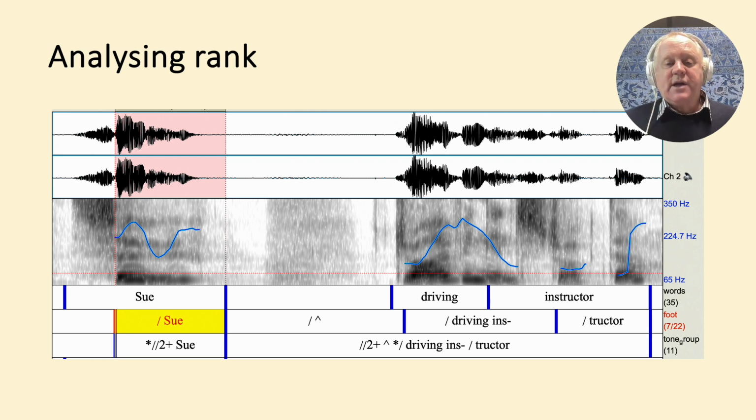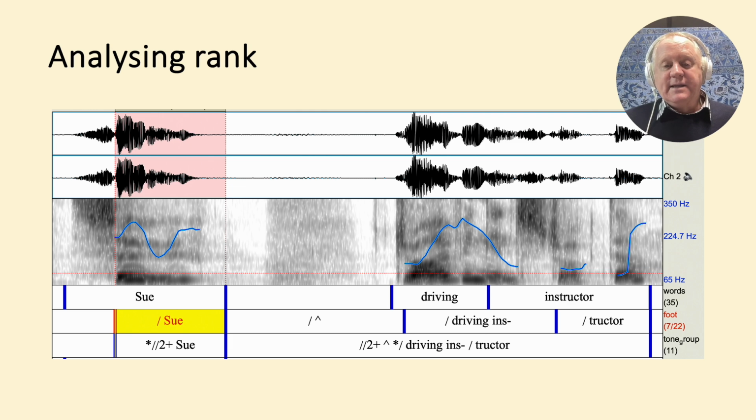This same tone 2 plus is repeated in the second part of this move, but now the same contour is stretched out across the two words, driving instructor, with the tonic contour beginning on the first syllable of the first word, driving, thus treating this noun group as a compound noun, like blackboard or dog food. In such a compound noun, the default or unmarked location for the tonic contour is thus to begin on the primary stressed syllable of the first word.